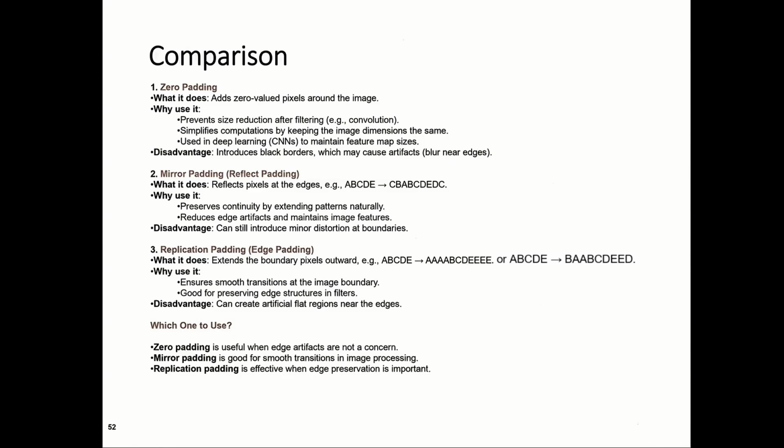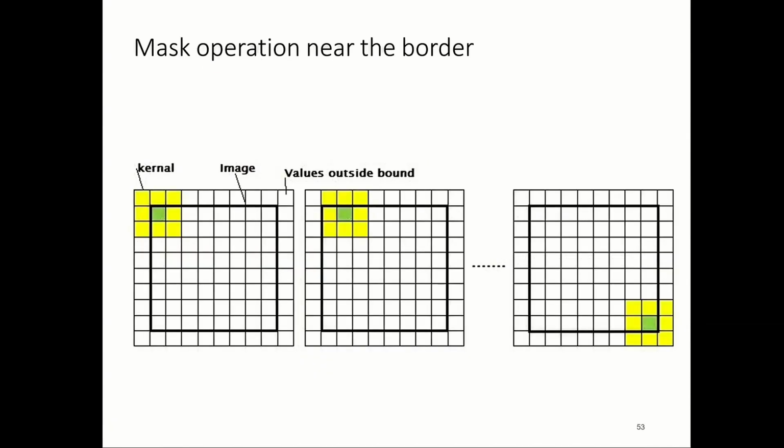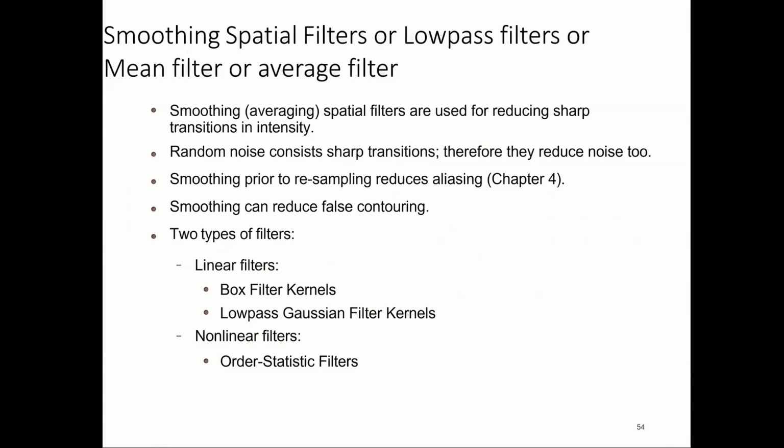So this is some of the main difference between zero padding and mirror padding: the application is the preservation of the edge, but it also depends on your application. Sometimes one is better, sometimes the other is better, and there's some trade-off. Okay, this we already discussed, that near the edges you can have the extended boundaries. Okay, now comes the filter.